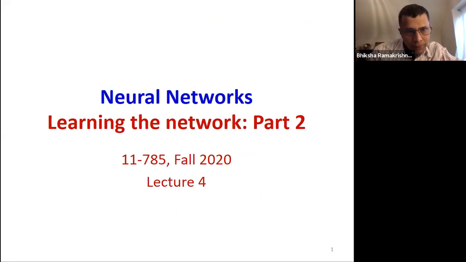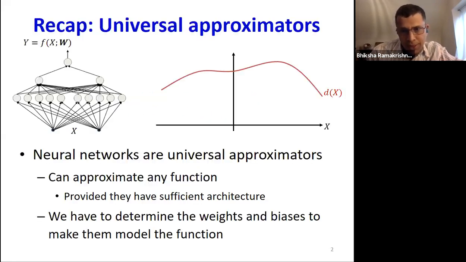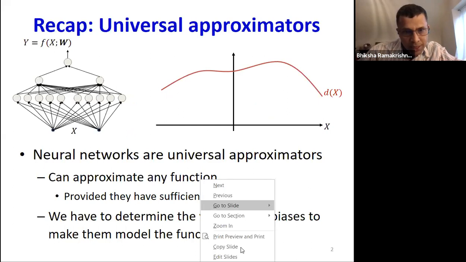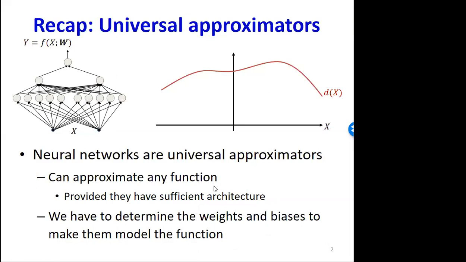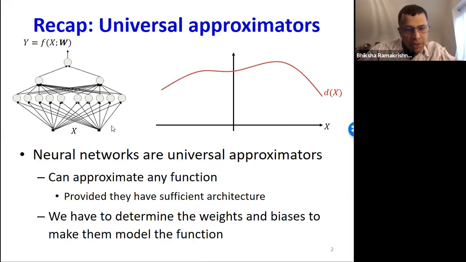So here's where we were in the last few classes. A quick recap: we saw that neural networks were universal approximators that can approximate any function if they have sufficient architecture. But then, given a network with sufficient architecture, we had to estimate the weights and the biases of the network to make the network approximate the function.